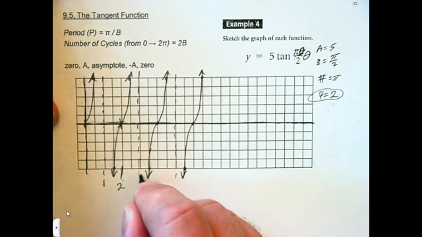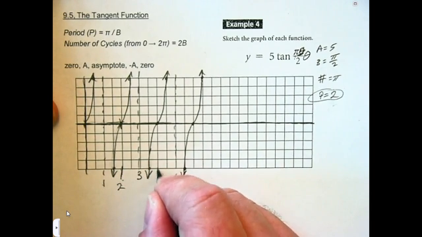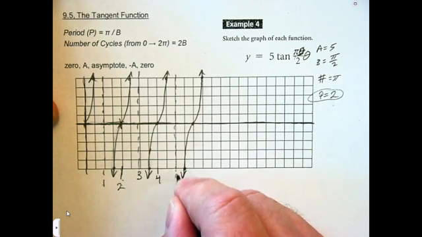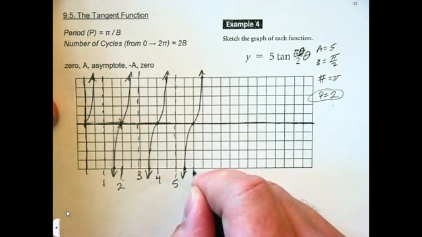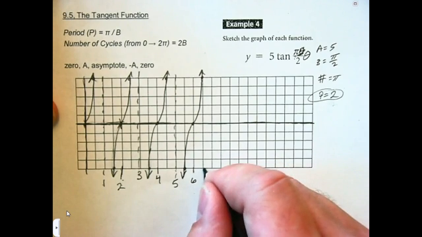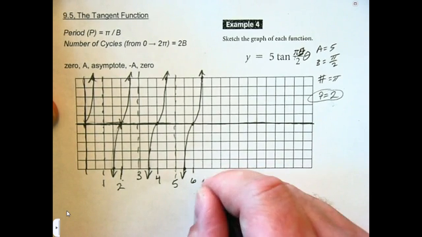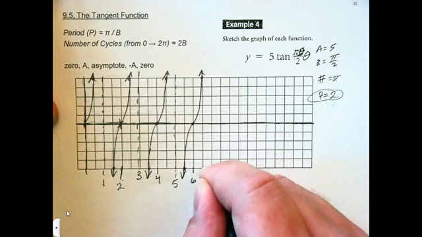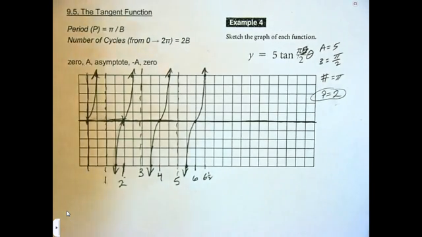So 1, 2, 3, 4, 5, and that is 6. This is 6.5 actually. We only needed to go to 6.28, but we went a little further just because we needed extra credit.